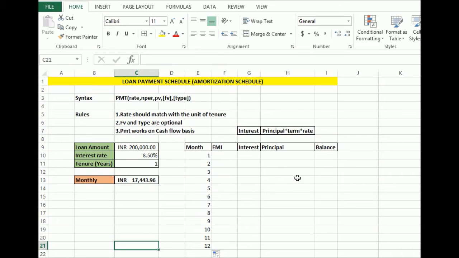Now we'll see how much interest and principal we pay for our loan. My tenure is divided into 12 months. My EMI will be the same for every month.